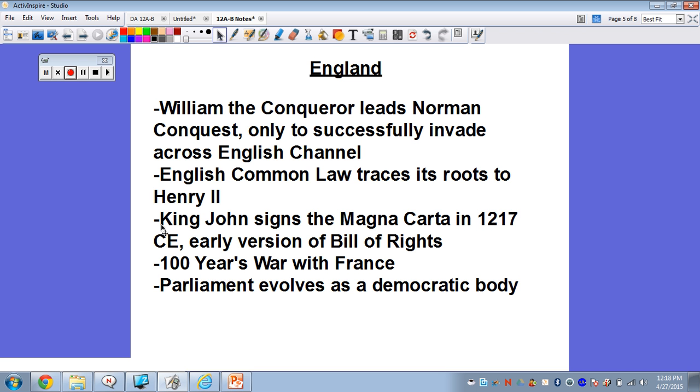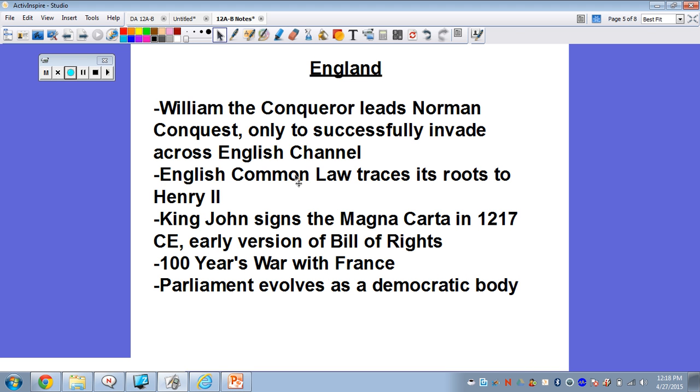English common law traces its roots back to Henry II. King John is going to sign the Magna Carta in the year 1217. It's an early version of the Bill of Rights, guarantees protections to citizens, peasants, and nobles alike. And then we're going to have England participating in what's known as the 100 Years' War against France. And it's a significant war because it's one of our early signs of nationalism. It creates a national identity for England.